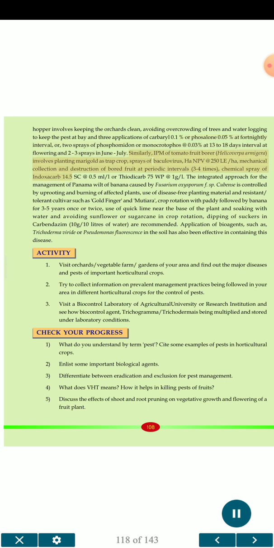Similarly, IPM of tomato fruit borer, Helicoverpa armigera, involves planting marigold as trap crop, sprays of baculovirus, NPV at 250 LE per hectare, mechanical collection and destruction of bored fruit at periodic intervals 3 to 4 times, chemical spray of indoxacarb 14.5 SC at 0.5 milliliter per L or thiodicarb 75 WP at 1 gram per L.